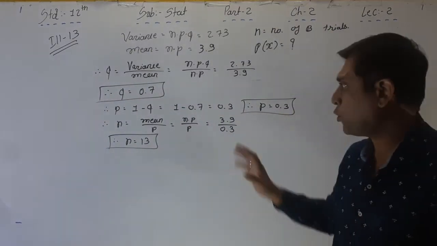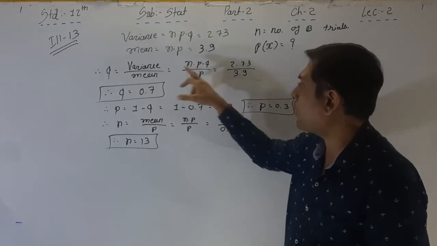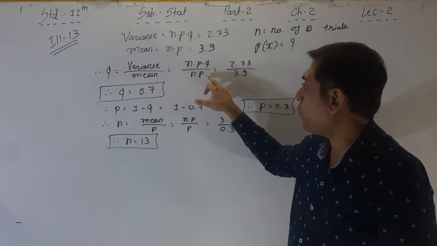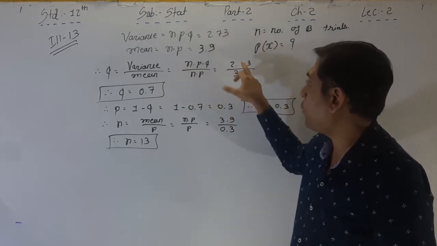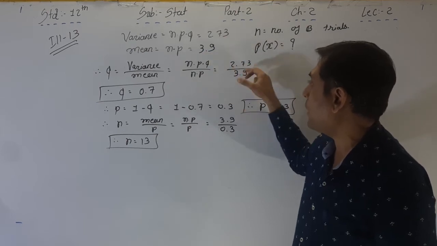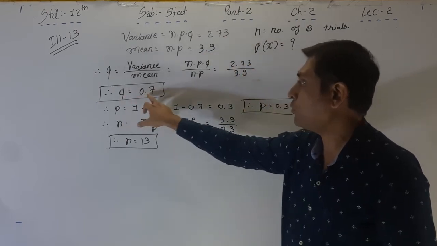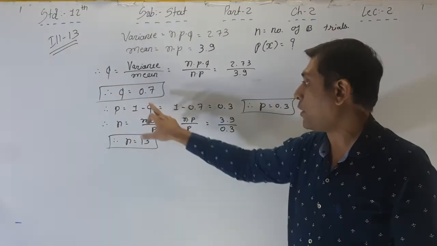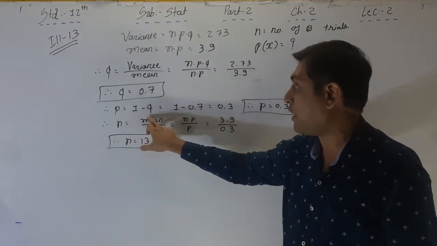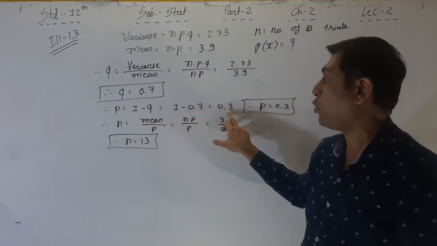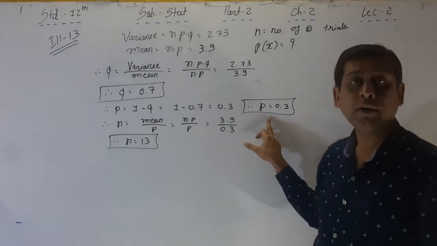See, just put the value. q is equal to what? Variance upon mean, npq upon np. npq is equal to 2.73, np is equal to 3.9. Divide it, find out q, that is 0.7. 0.7 we have to put in this formula: 1 minus q, 1 minus 0.7, that is 0.3. So p is equal to 0.3.